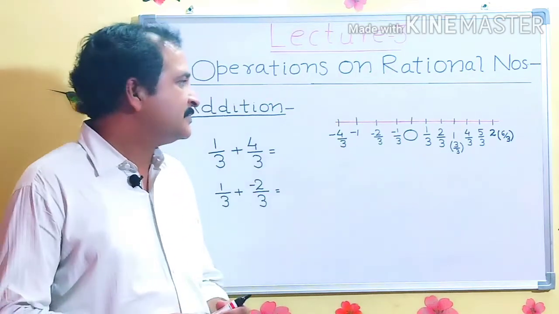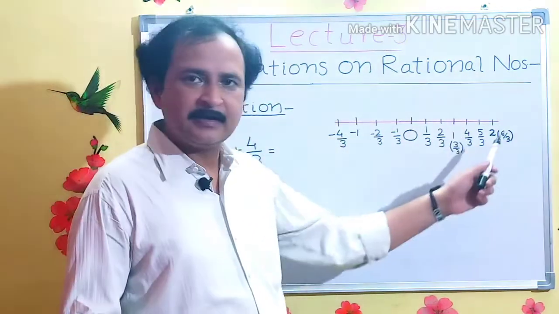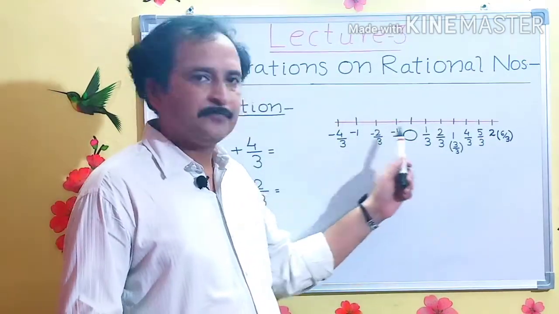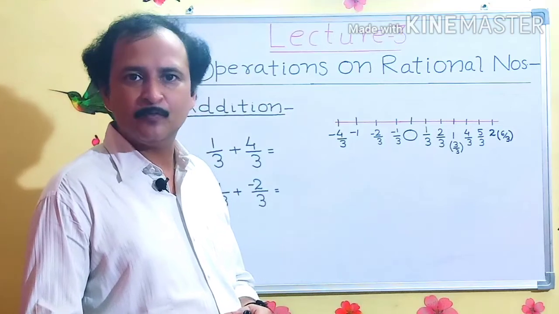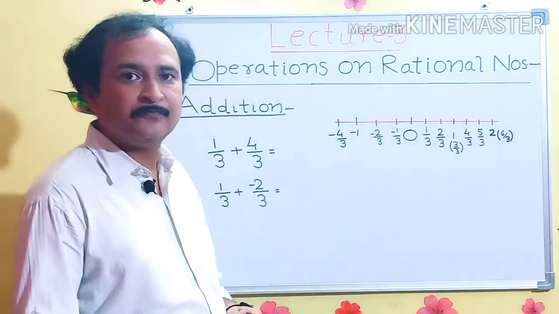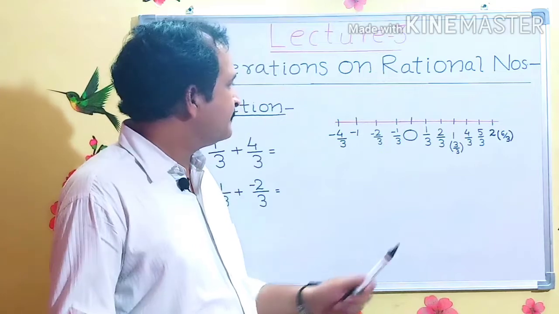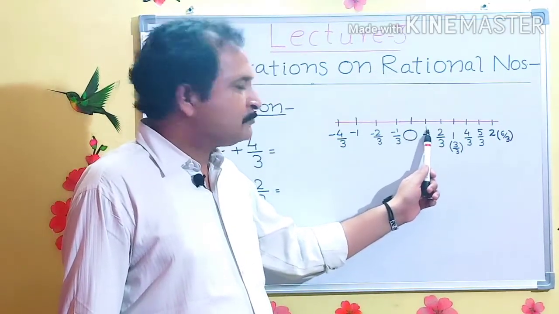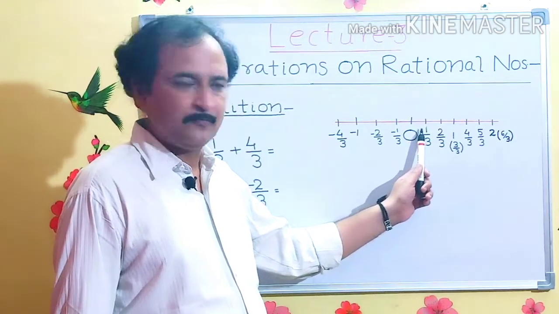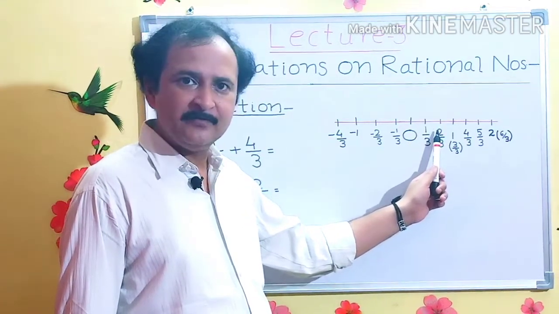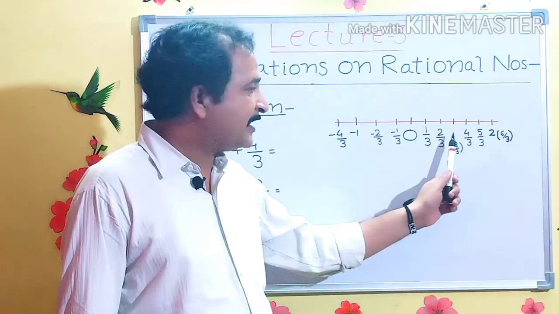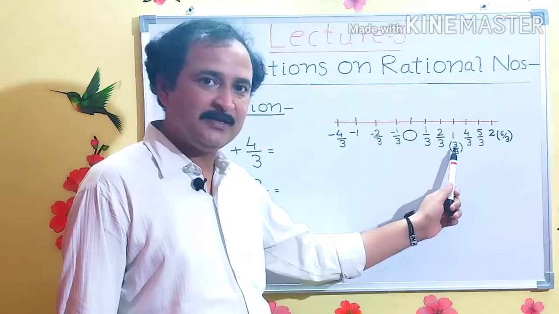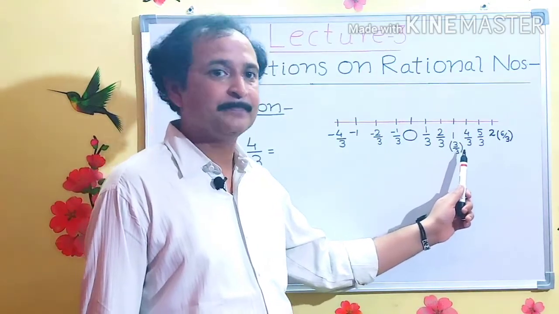For this purpose, take a look at this number line where we divide two consecutive integers into 3 equal parts. So the marking of each point is like this. 0 can be written as 0 upon 3. This first point can be written as 1 upon 3. Second point can be written as 2 upon 3. And the third point, which is integer 1, can be written as 3 by 3 in the rational number form.